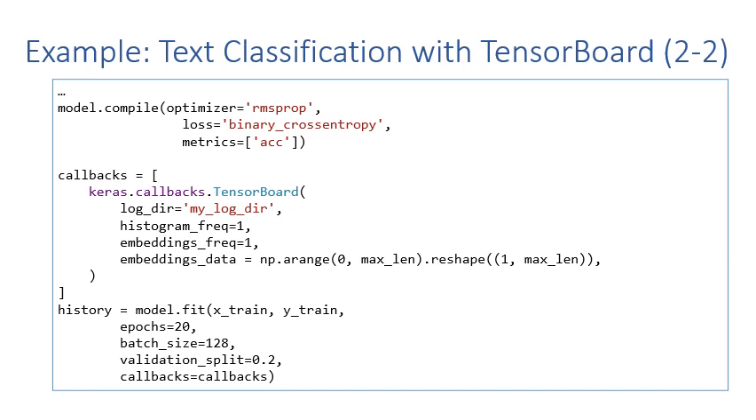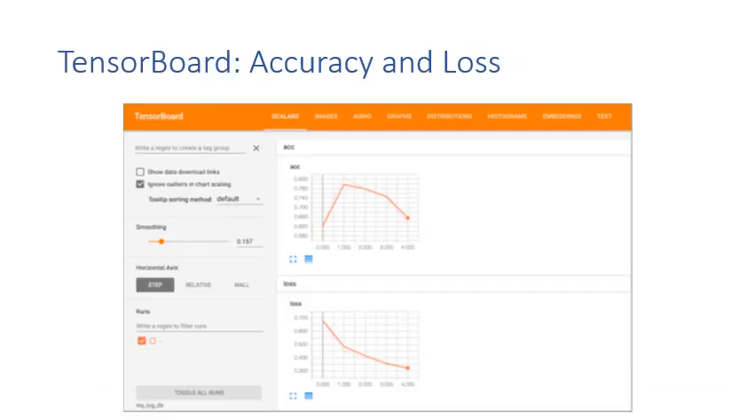Then we compile it using binary cross entropy, and then we create a TensorBoard callback function and pass it to the callbacks list, right? So during training, when we call the fit function, we pass the callback list. After training, we run the TensorBoard program and see the training results through our browser.